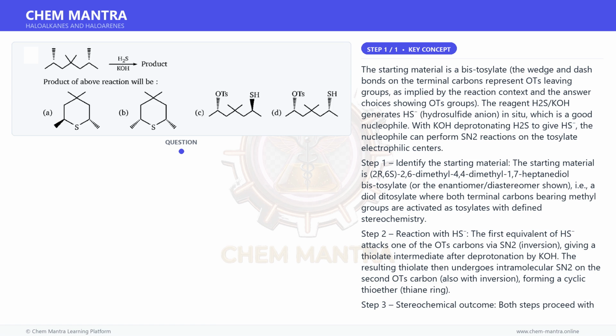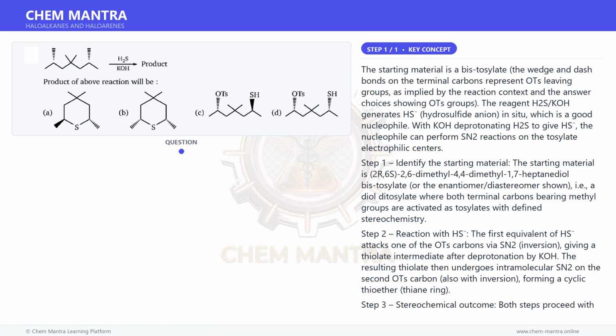Step 3. Stereochemical outcome. Both steps proceed with inversion of configuration. The starting material has one OTs on a wedge and one on a dash, opposite faces. After double inversion, once at each carbon, the net result at each center is retention relative to the other.